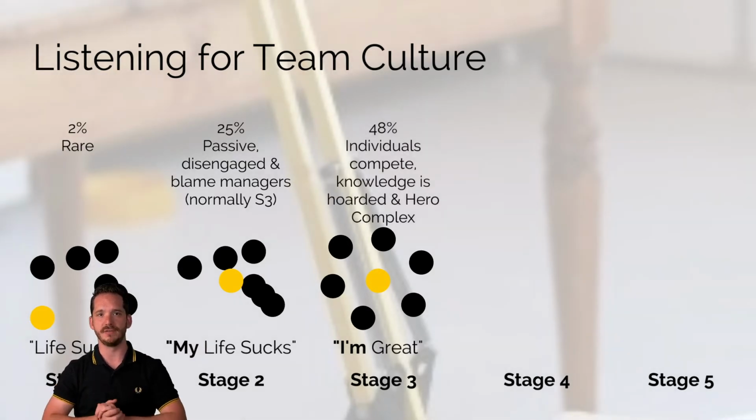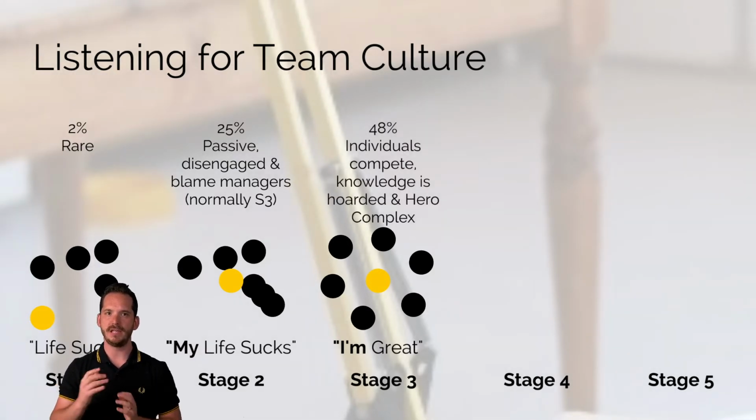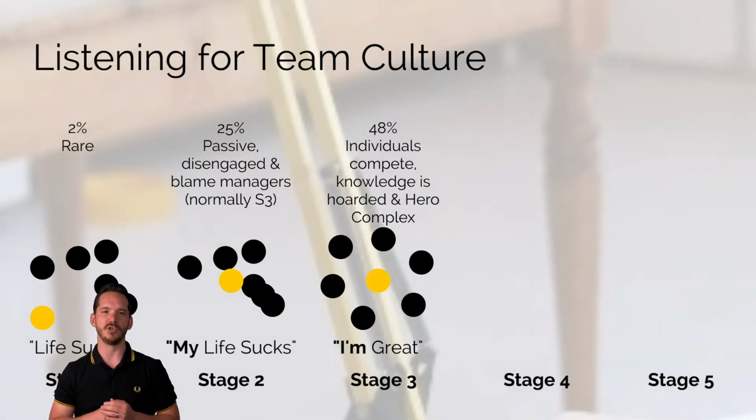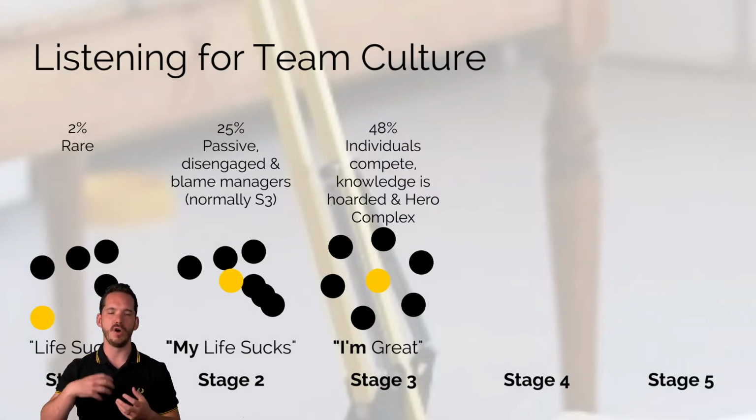It's 48% of the population. Individuals, they compete, knowledge is hoarded, and there's a hero complex. I'm amazing. That person's amazing. You know, our prime minister or president is amazing. Or they're terrible, because I prefer that one. I'm great. You're looking for words that signify an individual.